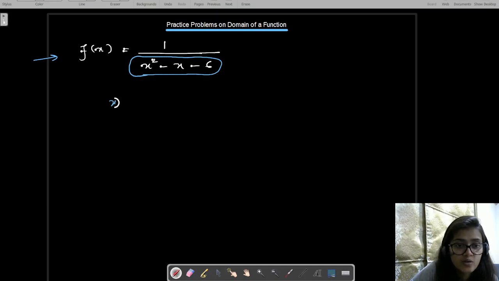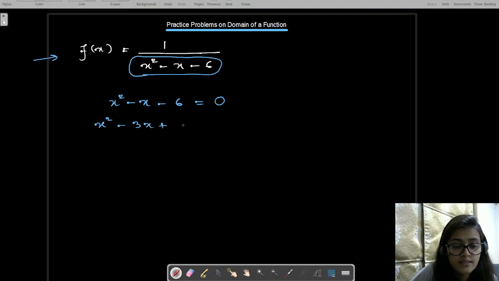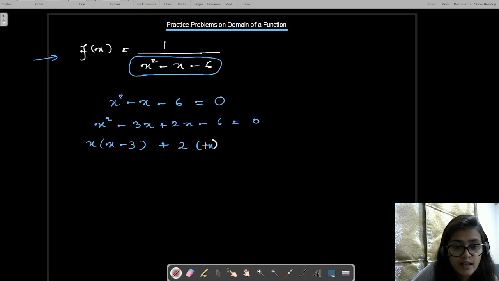Okay, so I need to find those values of x at which this expression will become equal to 0, and those values we will exclude from the domain, and that's why we also call them excluded values. So I'm going to use the simple splitting the middle term method. x² minus 3x plus 2x minus 6 is equal to 0. Factor out x, we get x minus 3, and factor out a 2, we get x minus 3, is equal to 0. Then factor out x minus 3, we get x plus 2 is equal to 0.